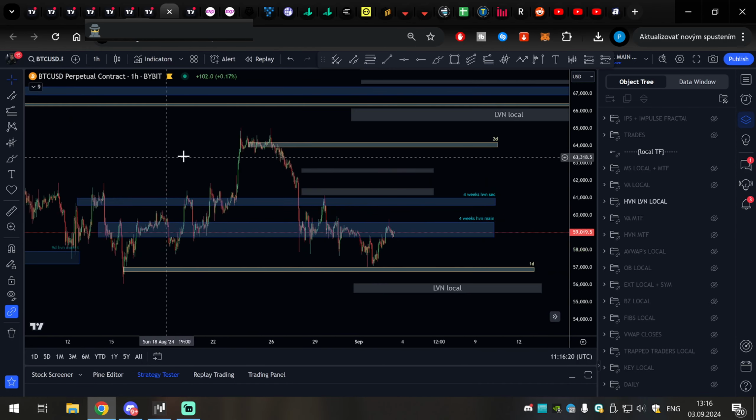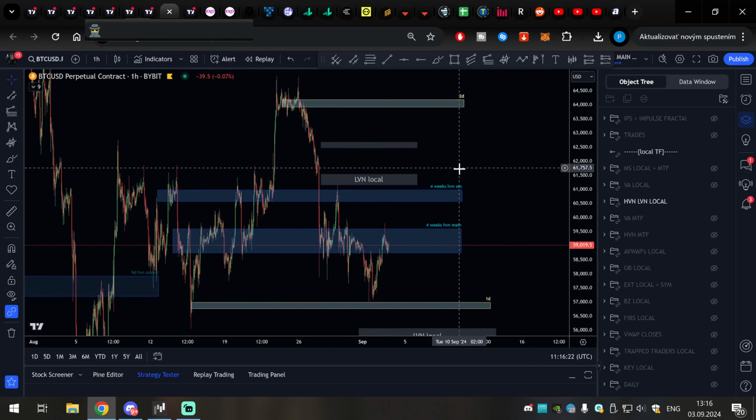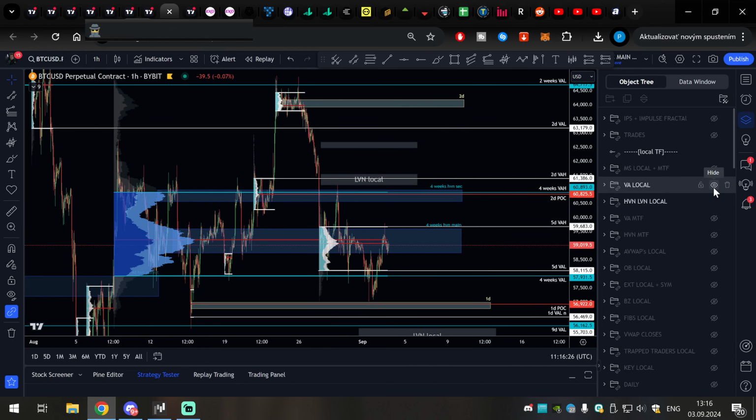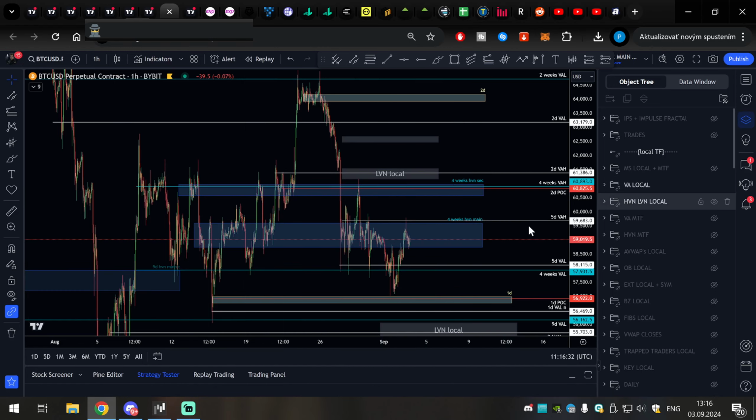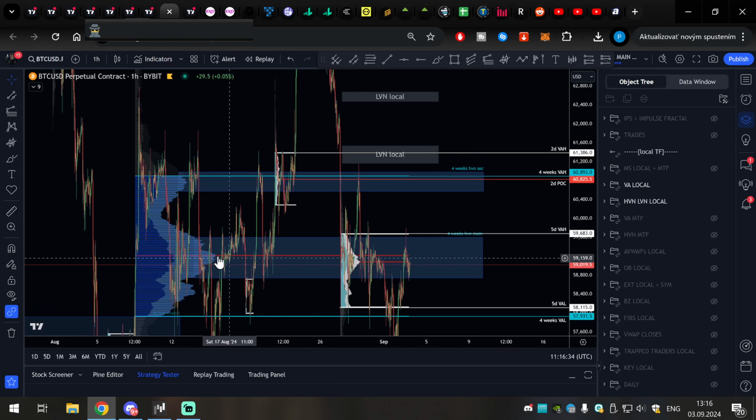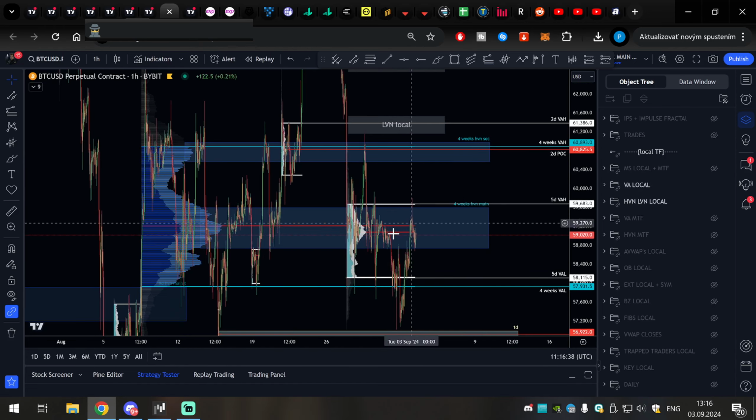Let's go back to high volume nodes. So this is the range I got the high volume nodes out of. So we can see why market is also struggling here. It's not only VAH of the local range, but it's also the high volume node of the big range. So you expect market to find resistance. Look at so much chop here.